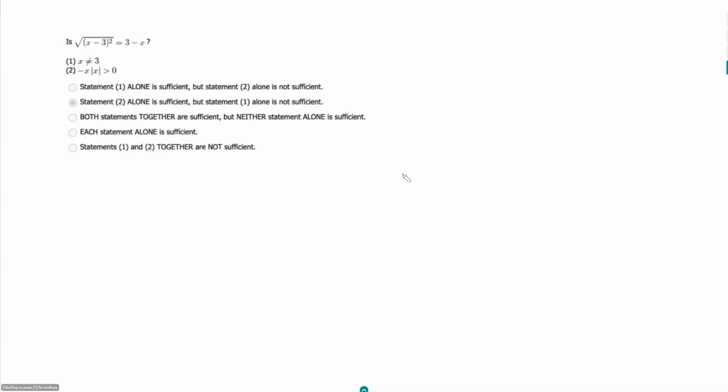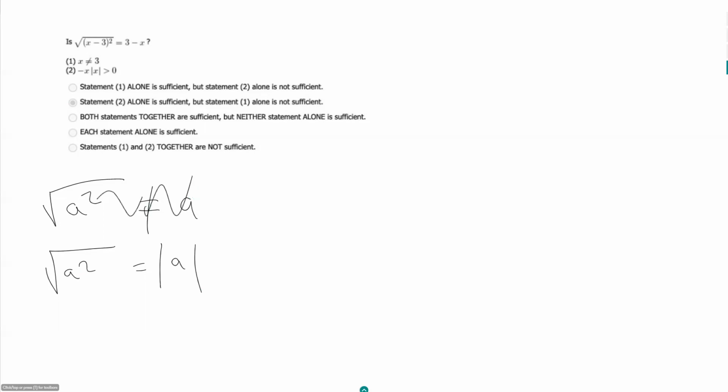Is the square root of the quantity x minus 3 squared equal to 3 minus x? So very important thing to remember for this question and other questions. The square root of a squared is not equal to a. The square root of a squared is equal to the absolute value of a. So never say this. This is what is true.